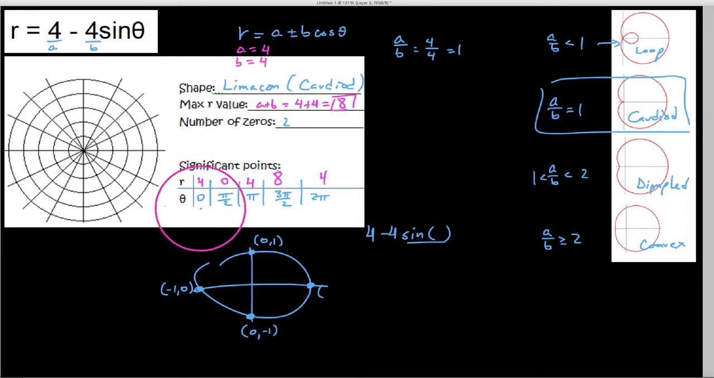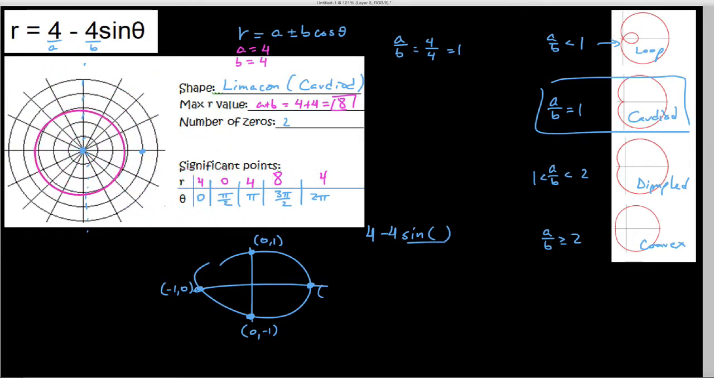When we put this together, we're going to put all these points on the graph. First thing I know is that it's a sine graph, so it's going to open up or down, and it's also going to have symmetry over the vertical axis. Let's plug in our points. r is 4 when theta is 0, so we go out 1, 2, 3, 4. At pi halves, we have a 0, so here's a 0 here.